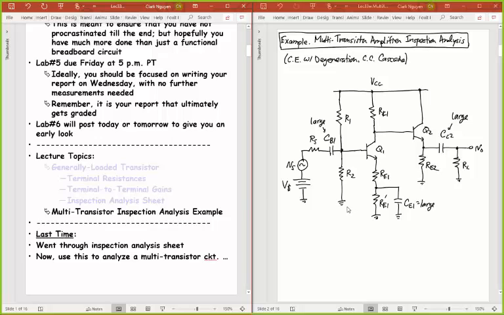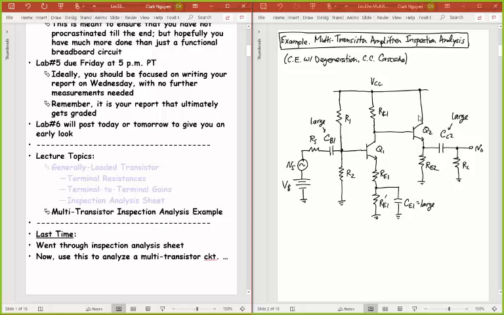I'm going to show you how to go about doing that analysis, and I'm going to do it right here with this example. This is a multi-transistor amplifier example. It's basically 2 transistors, 2 stages here. We've got common emitter with degeneration. You can see that resistor there that survives after we short the bypass capacitor. That means that this, in a small signal sense, is a common emitter amplifier with emitter degeneration, meaning we have a resistor hanging off of the emitter node to ground.